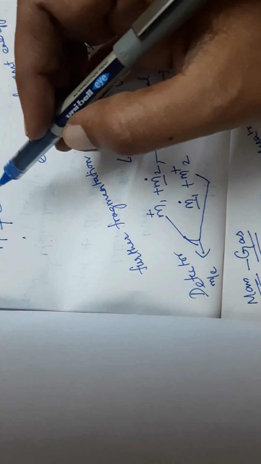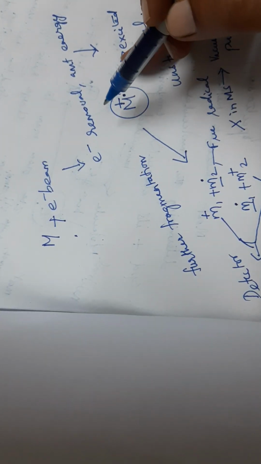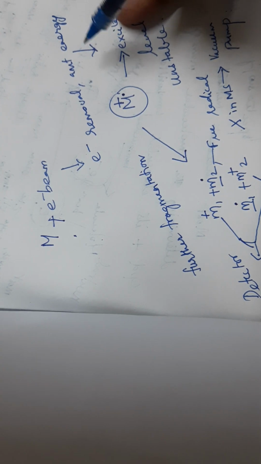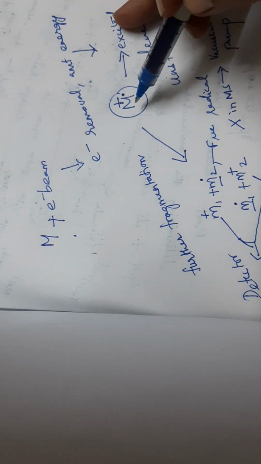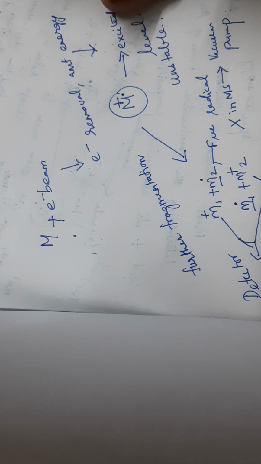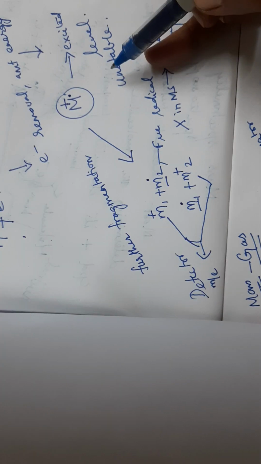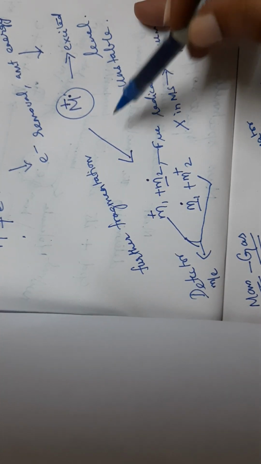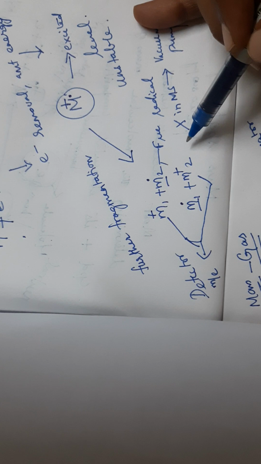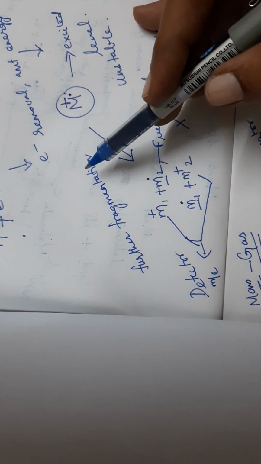Now when the molecule is hit by an electron beam, an electron is removed and this results in the production of high energy, which causes the molecular ion to go to the excited level. This excited level is an unstable one, hence it tends to return to the ground state by undergoing further fragmentation.